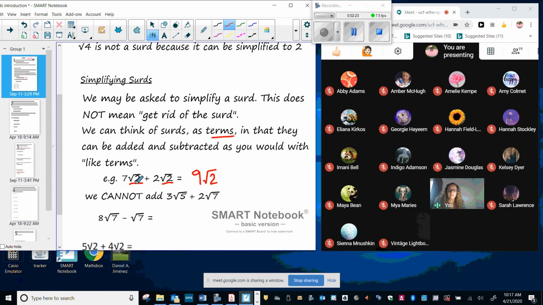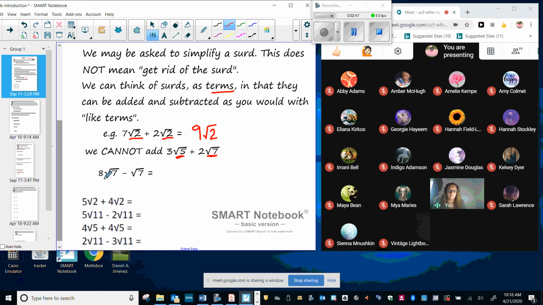Okay, so we had 7 of them. We've got another 2 of them. We've now got 9 of them. Pretty straightforward, hopefully. Now, we can't add this because these are not the same. Just like algebra, if this had said 3b plus 2c, we couldn't have joined it together. Now this one here, again, like algebra, we've got 8 √7, take away √7. Now that doesn't mean the √7s disappear. Georgie, what do you think we would have if we had 8 √7, take away √7? 7 √7. Lovely.